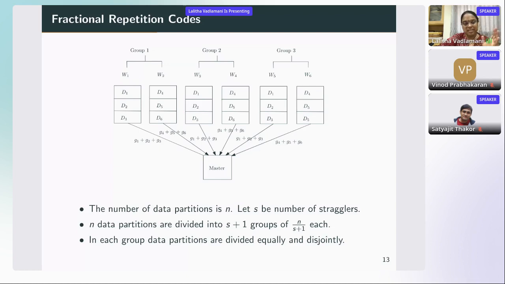So the fractional repetition is very easy, and it works whenever s plus 1 divides n, right? For a large range of parameters, not complete, but the scheme is very simple, and there are no complex multiplications involved. So that way it is very doable, and it is a very simple scheme, right?